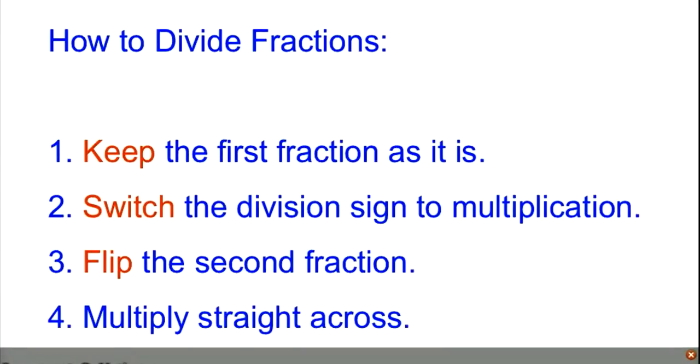You need to make sure that you have these key words: keep, switch, and flip. That's why they are red and not blue. They are very, very important to remember. You keep the first fraction, switch the division sign to multiplication, and flip the second fraction.